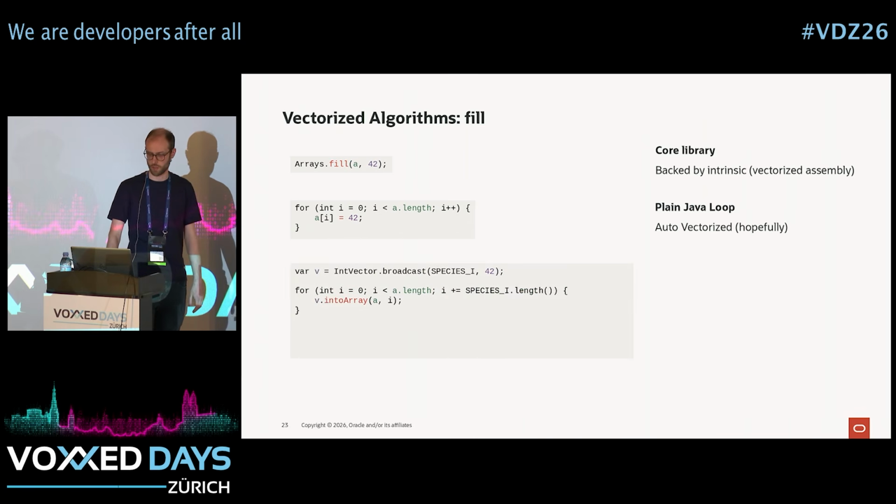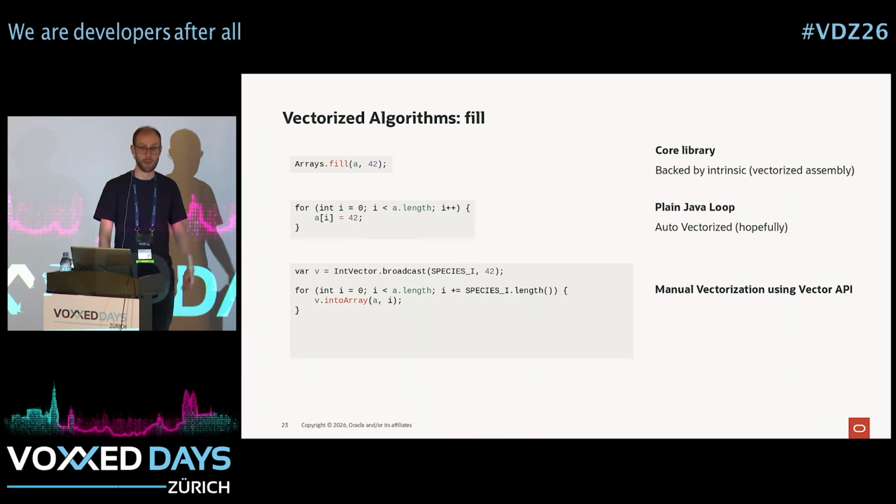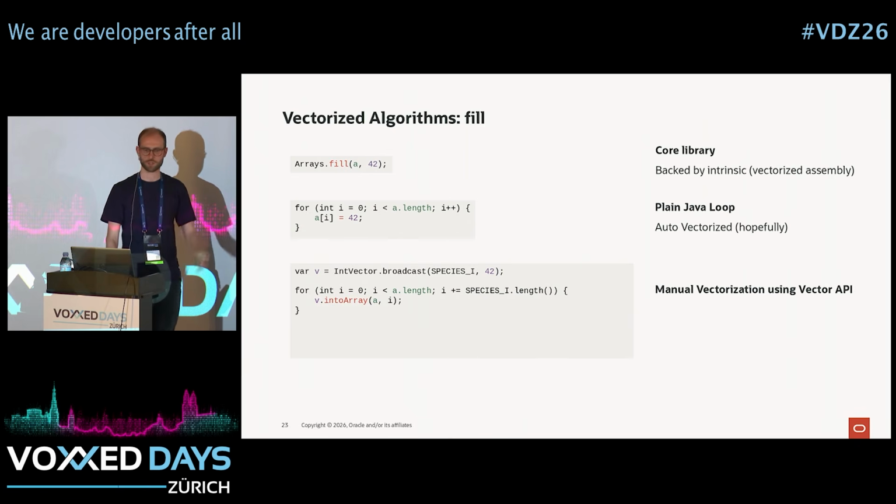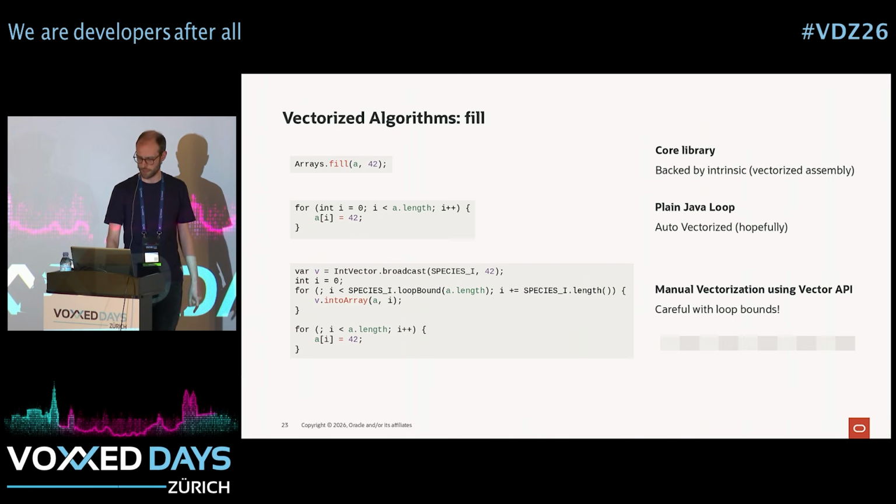Then you can also use the Vector API and manually vectorize here. So what you would do is you would fill a vector with each element number 42. And then you would stamp down a whole vector's worth of data and increment by the vector length. So maybe by 4 elements each time. But we have to be a little bit careful with the loop bounds here. We might overshoot the array, so let's not do that.